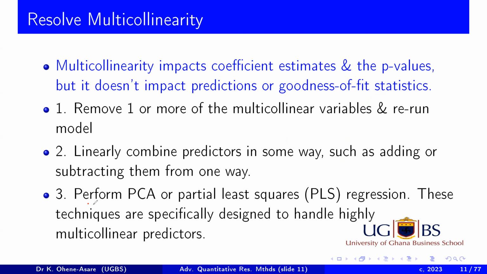The next thing is that you can perform a principal component analysis. This is something that I have videos on, on the multivariate channel, you can check it. You can perform principal component analysis or partial least squares, and that will help you to coalesce, combine some of the variables. And you're able to beautifully handle the highly multicollinear predictors as a result of that. So these are some of the ways you can use to handle multicollinearity.